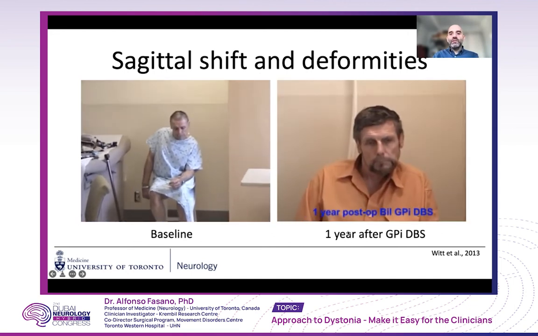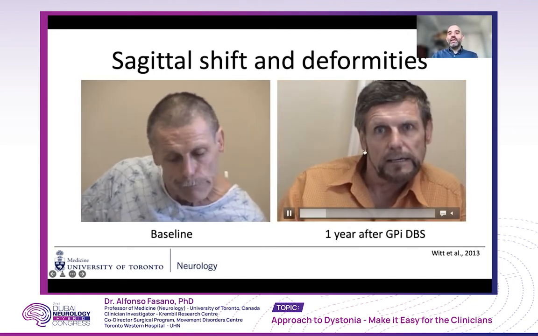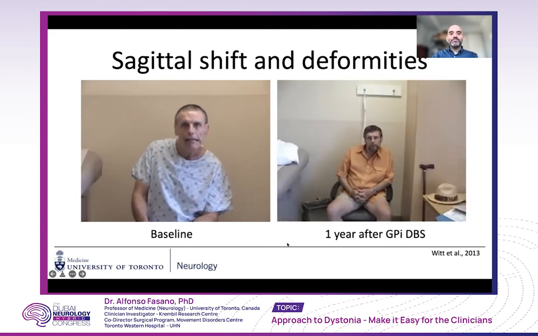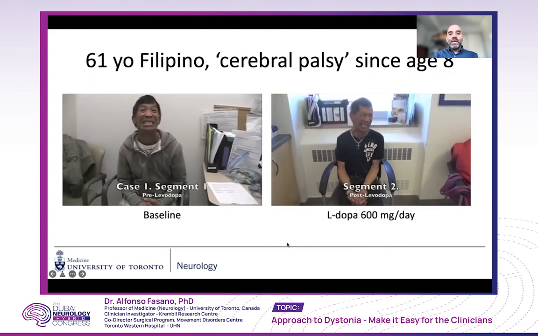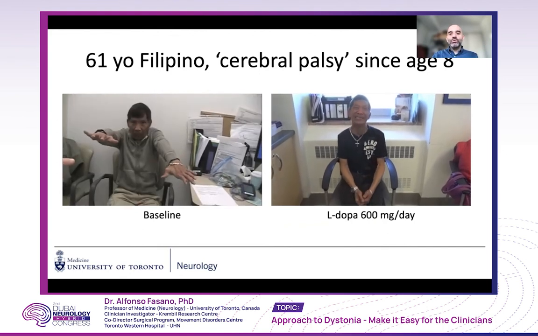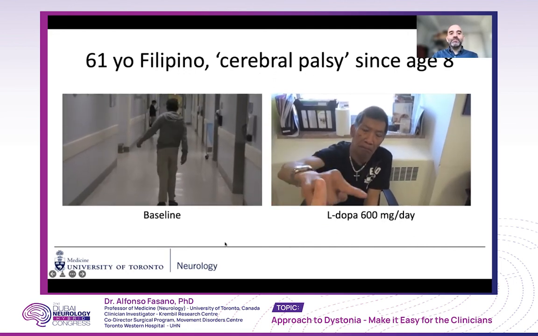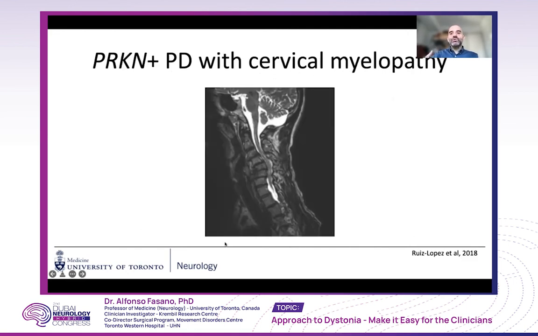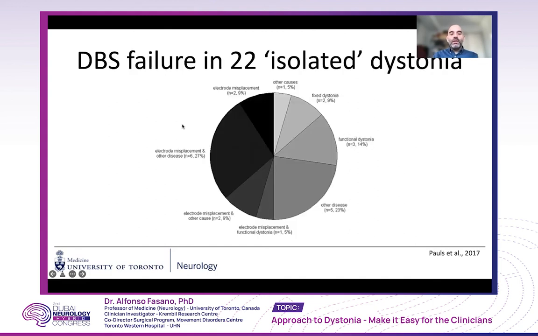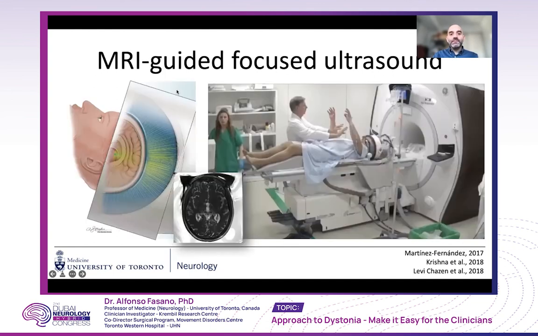This is another example of when the sagittal shift is not improving. And again, this is because of cervical arthritis. This is another example of a man with generalized dystonia and Parkinson's caused by a mutation causing Parkinson's disease, but he has a different type of gait. He has a spastic gait because DBS was done too late and the cervical dystonia worsened his condition because he developed a myelopathy. So DBS can fail when there are deformities, when the diagnosis is wrong, especially when you're dealing with functional dystonia, as I mentioned before, or when the electrode is not well placed.